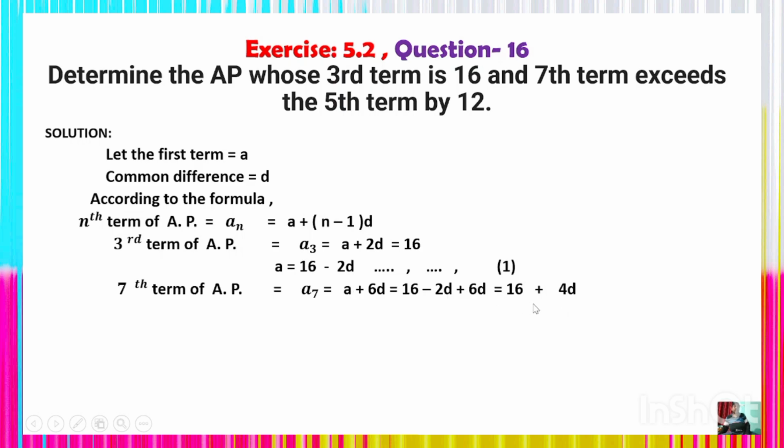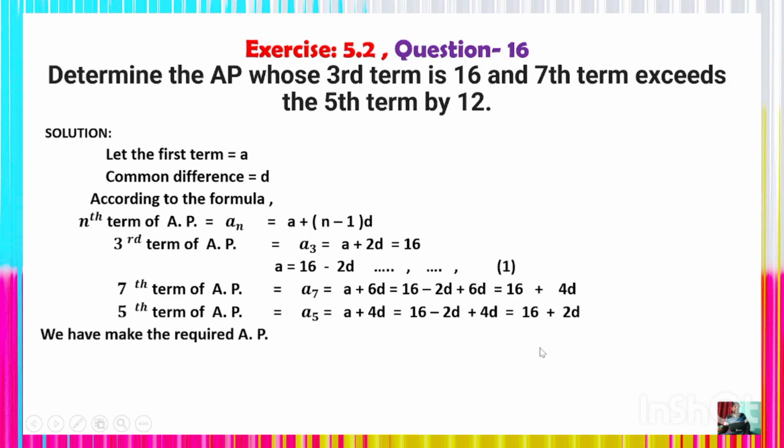Thus we get A7 is equal to 16 plus 4D. Similarly, the fifth term of the AP, A5, is equal to A plus 4D. In a similar manner, in place of A you can write 16 minus 2D. So 16 minus 2D plus 4D is 16 plus 2D. The seventh term of the AP is 16 plus 4D, and the fifth term is 16 plus 2D.